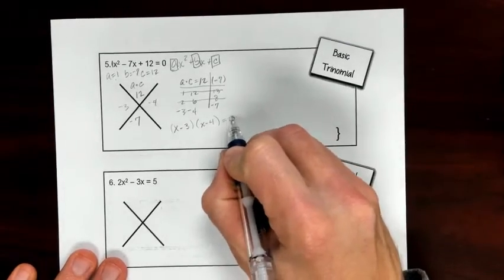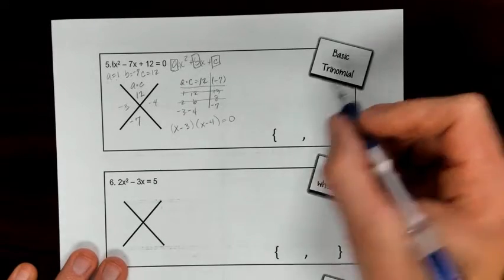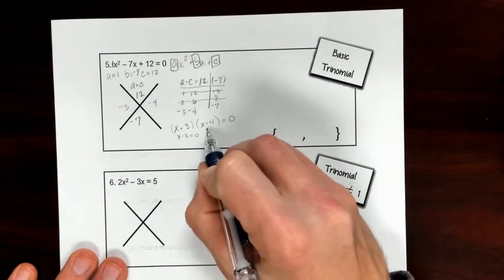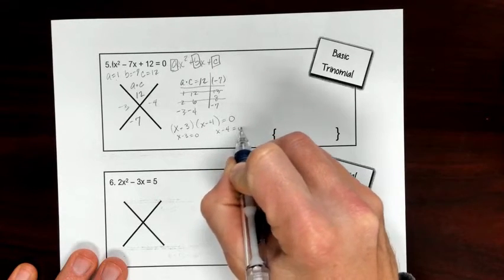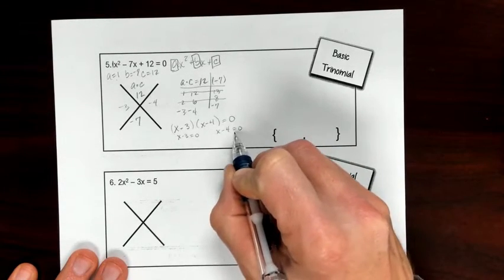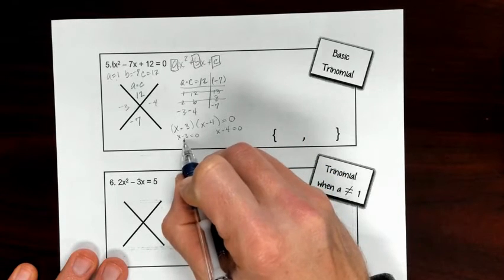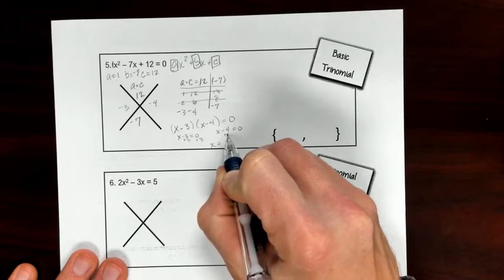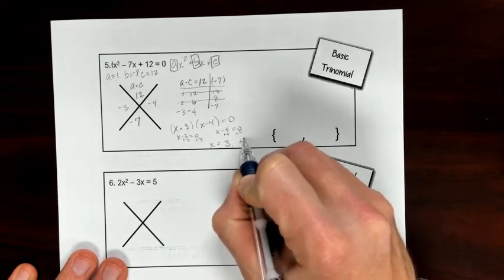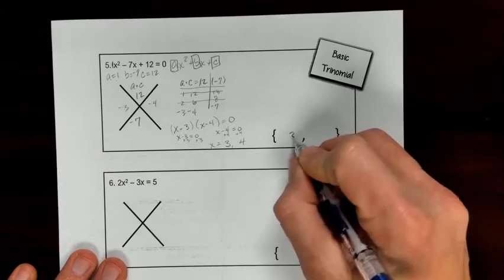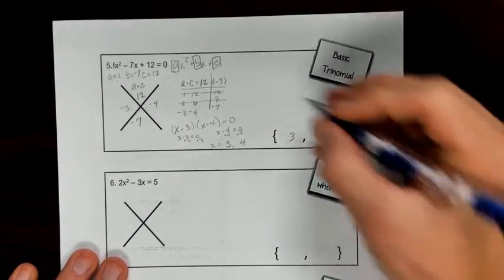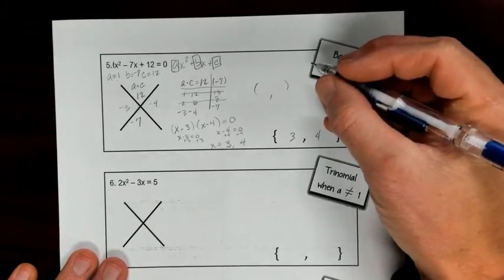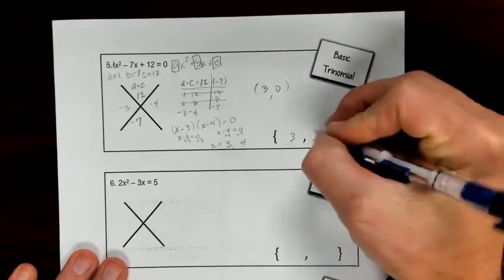Now, once again, this is equal to 0. The zero product property tells me that x minus 3 equals 0, but also x minus 4 equals 0. We're going to take both of our factors and set them equal to 0. So I'm going to solve for x. I'm going to add 3 to both sides. I get x equals positive 3 and x equals positive 4. So your points, your roots, your solutions, your x-intercepts are at (3, 0) and at (4, 0).